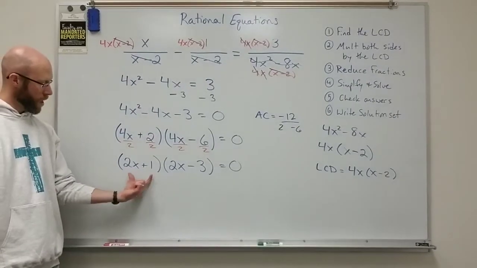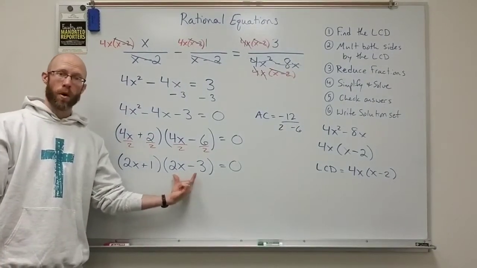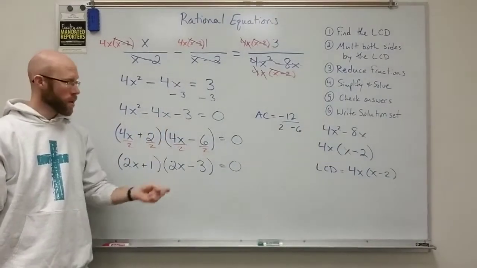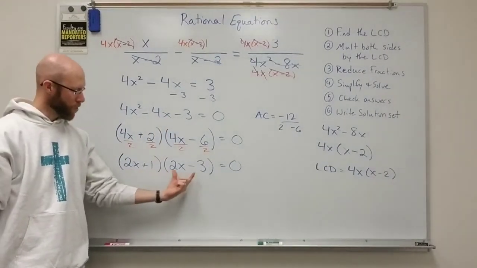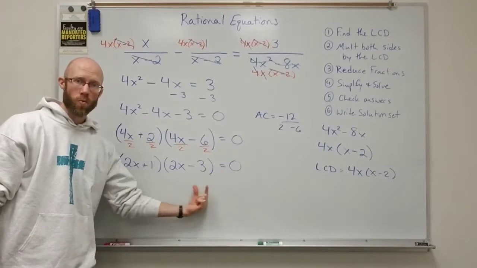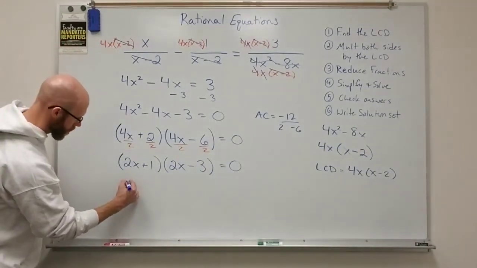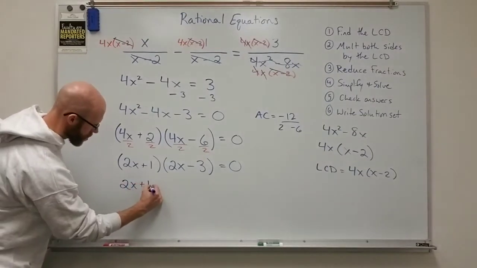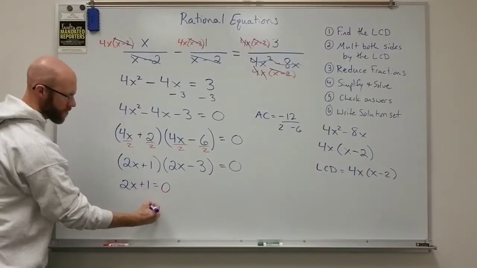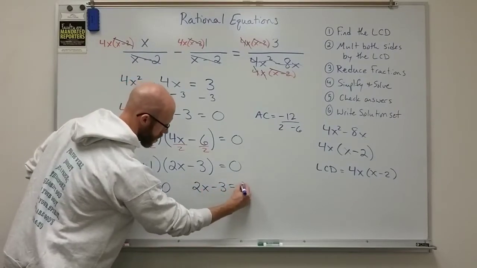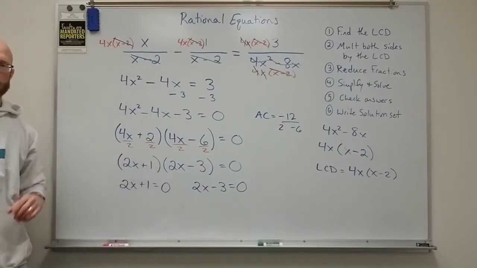So now we have two factors that, when multiplied together, would give us 4x squared minus 4x minus 3. But now their product is equal to 0, which means at least one of the two must be 0. So we set each of them equal to 0 separately. And solve the corresponding equations.